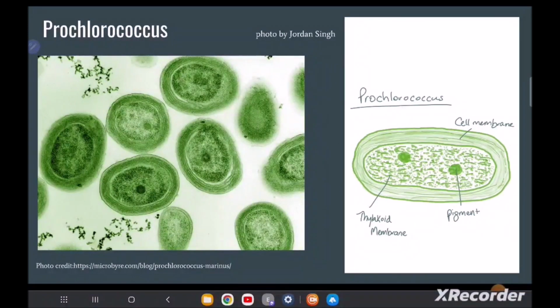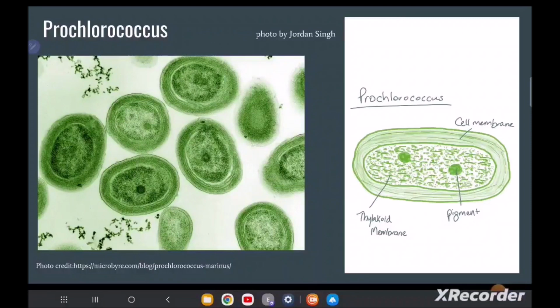It is single-celled and is a prokaryote that possesses a mixture of chlorophyll A and chlorophyll B. Cyanobacteria in general have cell walls composed of peptidoglycan. However, Prochlorococcus have cell membranes composed of sulfolipids instead of phospholipids, enabling it to survive in nutrient-poor water.